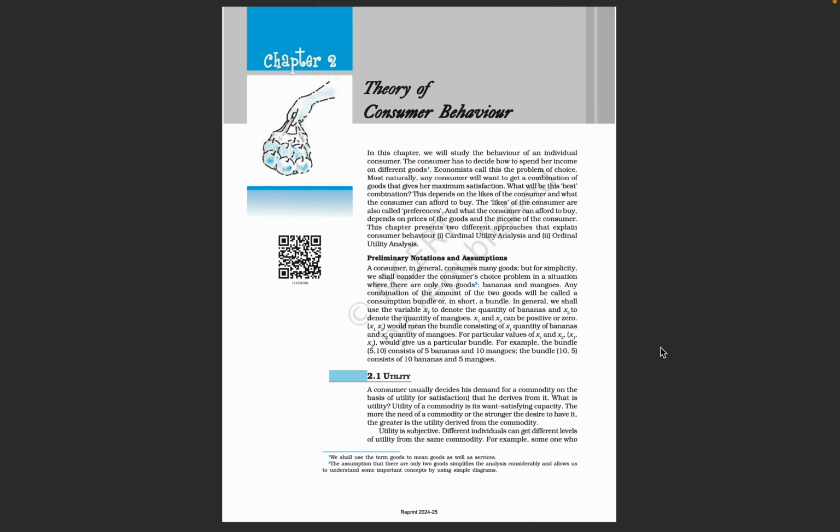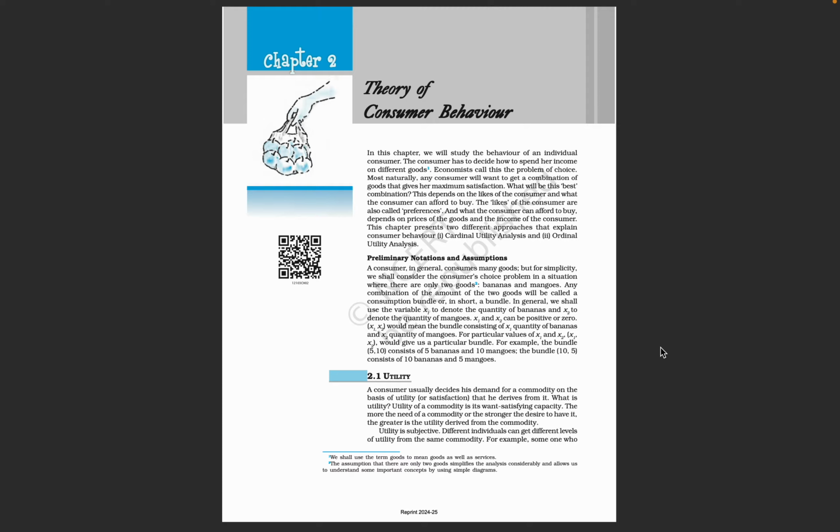This depends on the likes of the consumer and what the consumer can afford to buy. The likes of the consumer are also called preferences. And what the consumer can afford to buy depends on the prices of the goods and the income of the consumer. This chapter presents two different approaches that explain consumer behavior: 1. Cardinal utility analysis, and 2. Ordinal utility analysis.